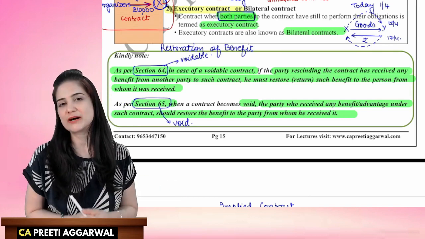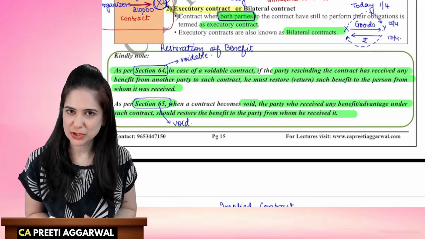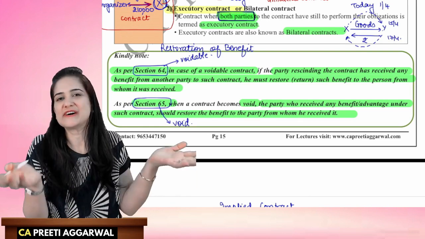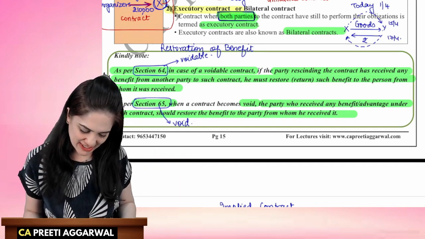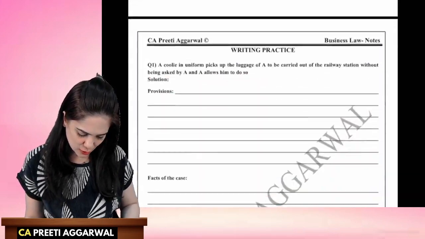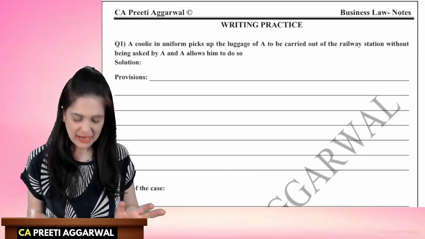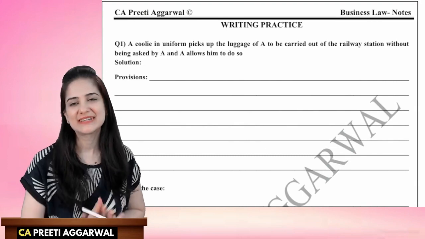So with this, we come to an end of classification of contract, and the first chapter, nature of contract, is also over. All right. So after this, you will then solve the questions and I will meet you in the discussion with you.